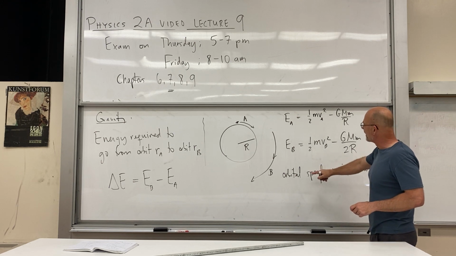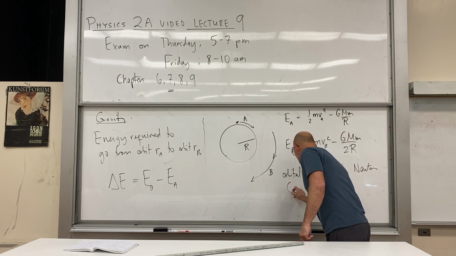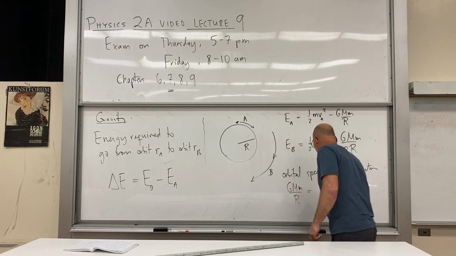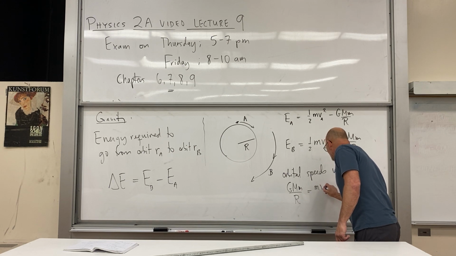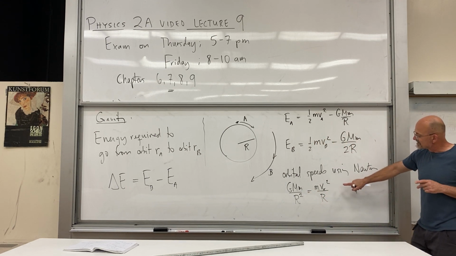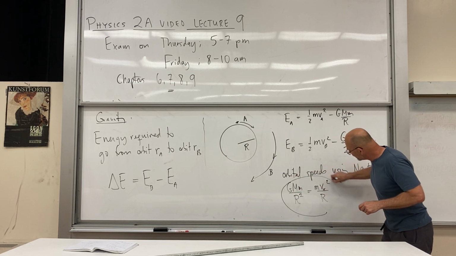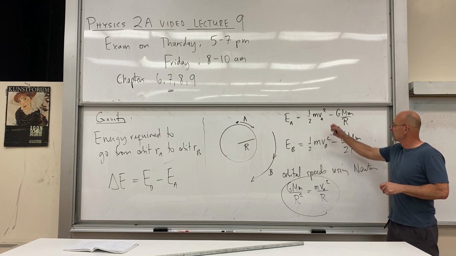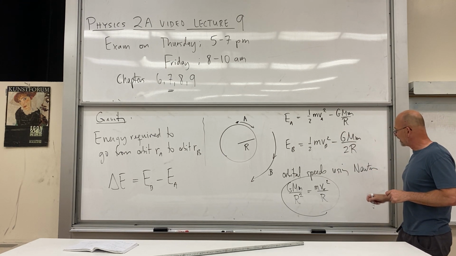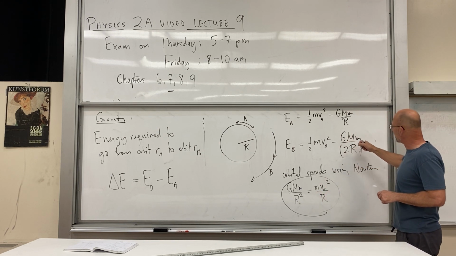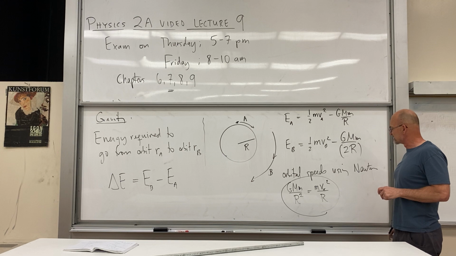of gravity. So I have to go back to G M m over R squared equals m v sub A squared over R. So I had to actually set up this equation in order to get v sub A. And if I set up this equation for 2R, I would get the v sub B by the same token.